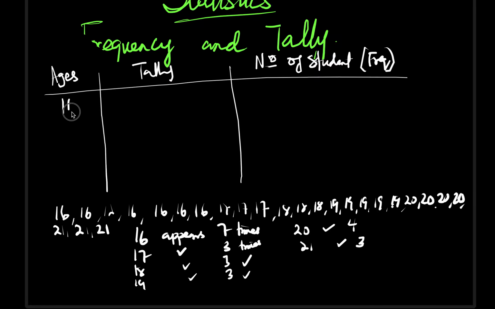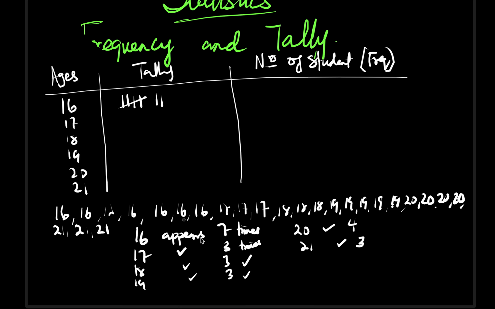We have 16, 17, 18, 19, 20, 21. This is where you put the tally. How many 16 do you have? Look at what we did here. We have just 7 sixteens. So we have 1, 2, 3, 4. You stroke the last one, 5, then add the next 2, which is 6, 7.